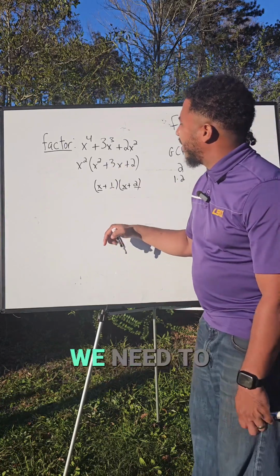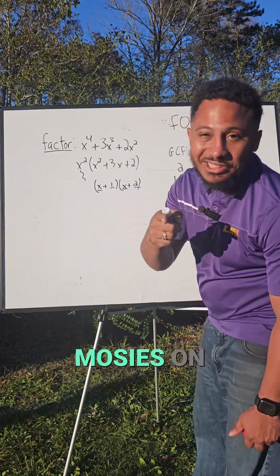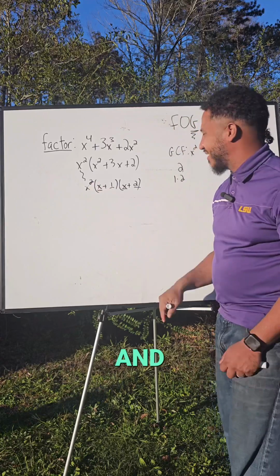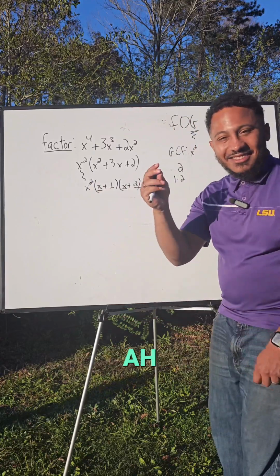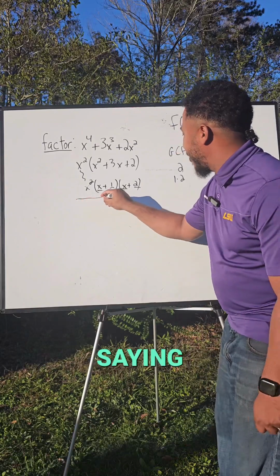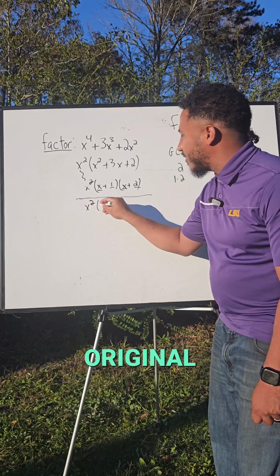And lastly, we need to note that this x squared just comes on down. Moseys on down. We put an x squared in front. So we factored it. And we're done. Don't forget, you gotta check it. How we check it is by saying, if I multiply this back out, do I get back to the original? Let's try it.